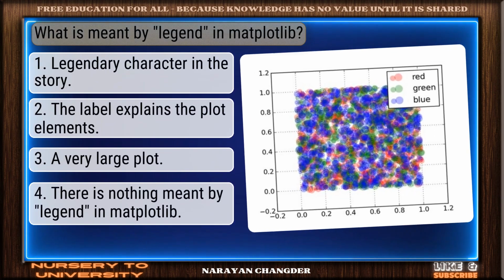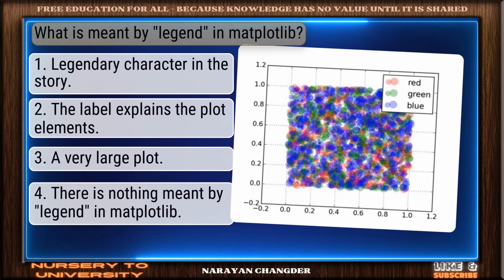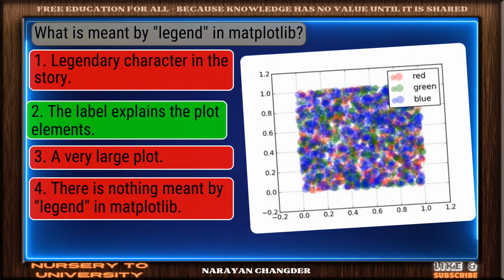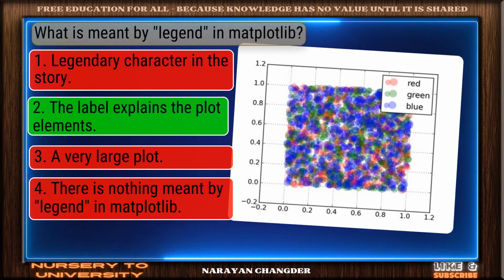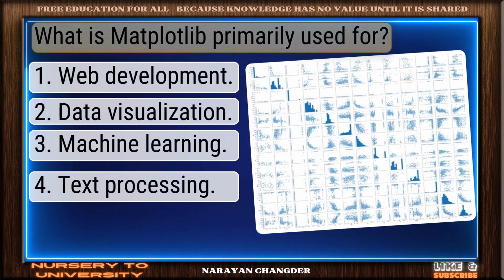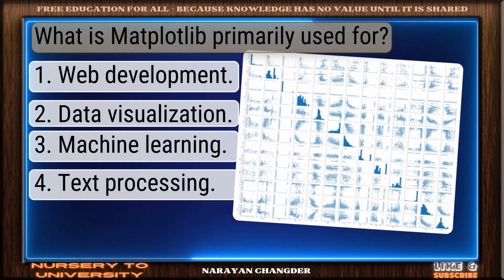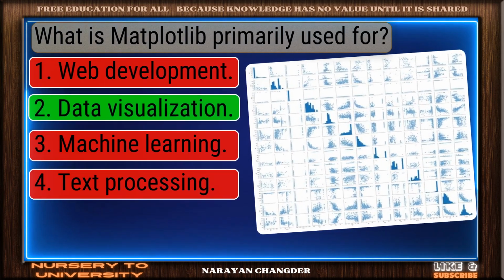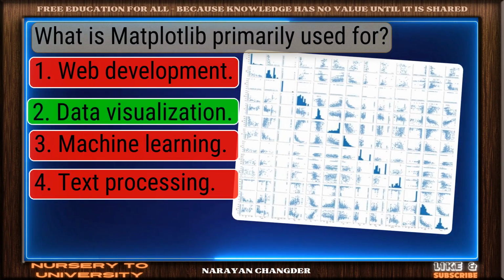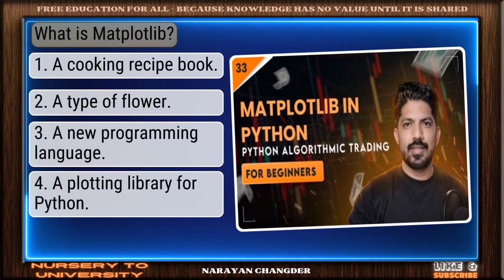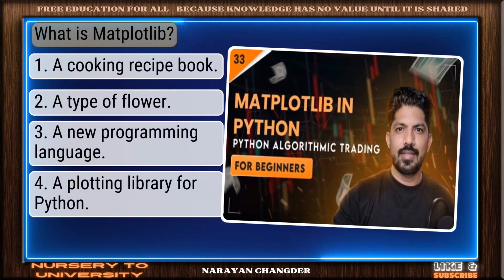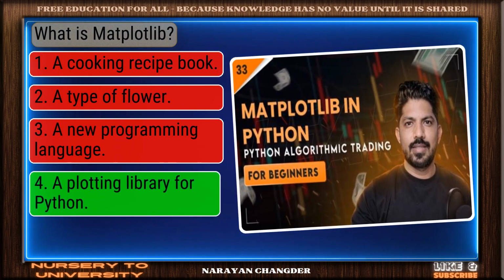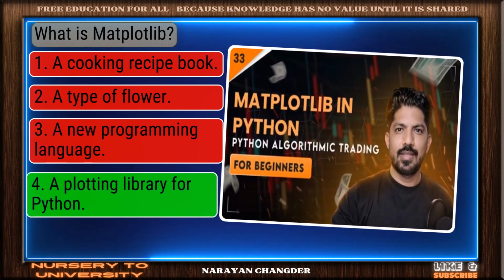Question number 50. What is meant by legend in Matplotlib? You chose the label explains the plot elements, and it is correct. Question number 51. What is Matplotlib primarily used for? Well done. Data visualization is the right choice. Question number 52. What is Matplotlib? Nicely done. A plotting library for Python is a solid answer.